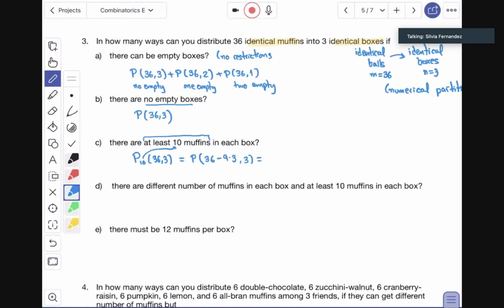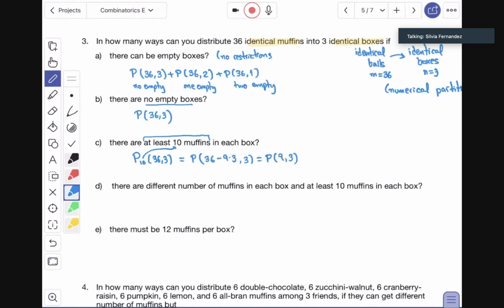And why 9 and not 10? Because in the partitions, we ask for each of the parts to be at least 1. So I subtract 9 so that I can still have a 1 in a box. If I subtract 10, then I'm making all the parts greater than or equal to 11. So anyways, that's the explanation, but this is the formula that you have in the table, and that's all you really needed. So this is 36 minus 27, P93.